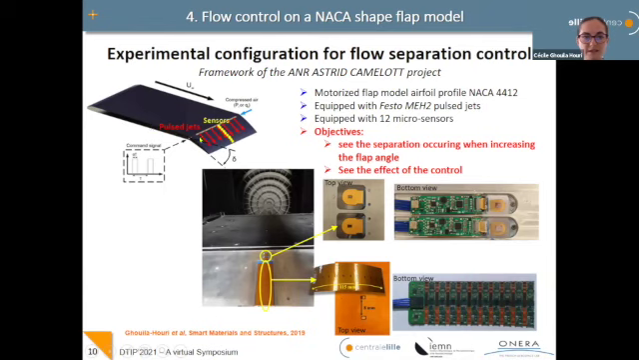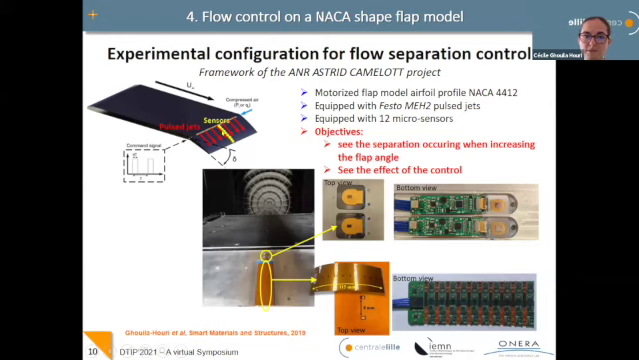So we have a flat plate here, and here we have a flap, which has the profile of an airfoil. So here's the reference of the airfoil profile, and we integrated 12 sensors on the flap. And you can change the angle of the flap in order to force separation to occur. And we have pulse jets blowing on the surface of the flap. The pulse jets are Festo MEH2, so it's not a micro actuator like the one Thomas presented to you yesterday.